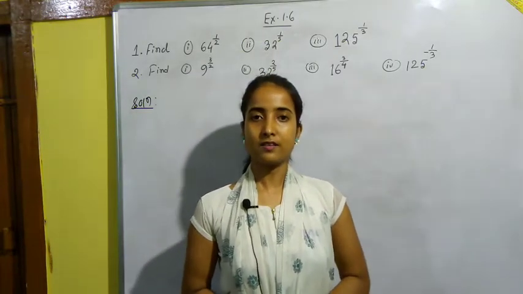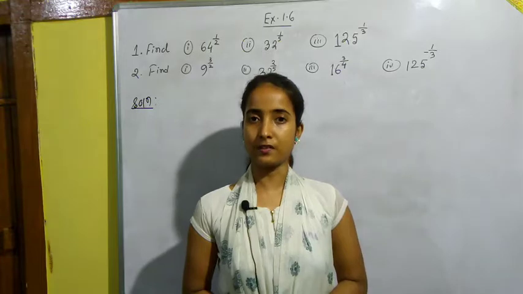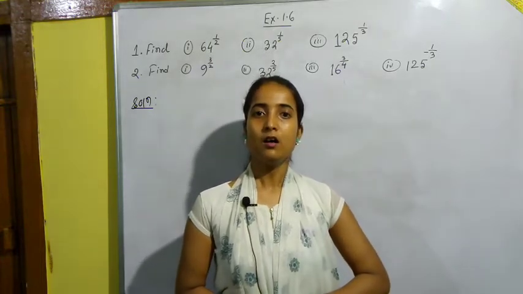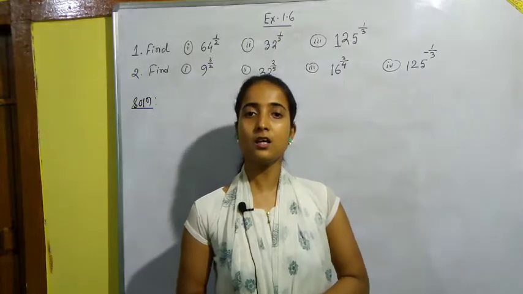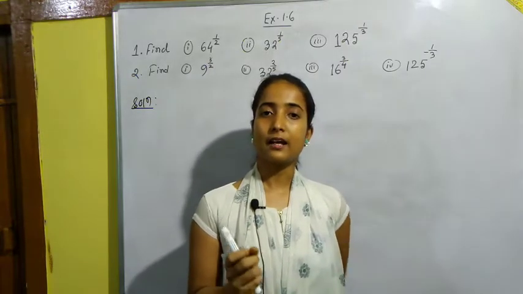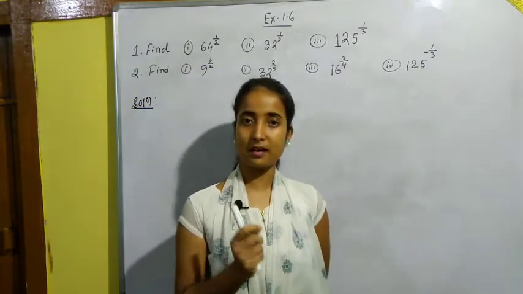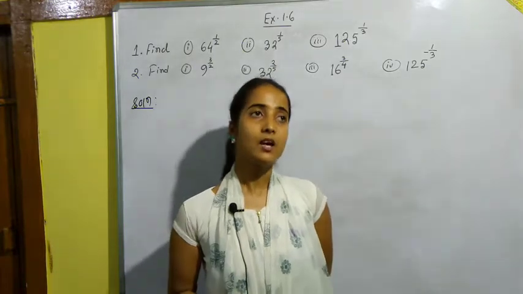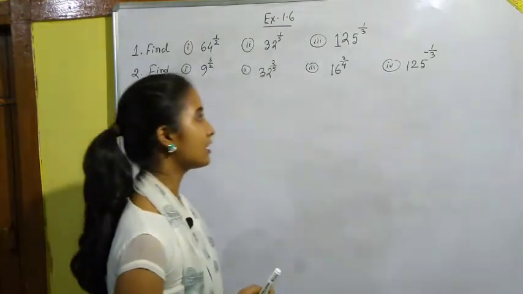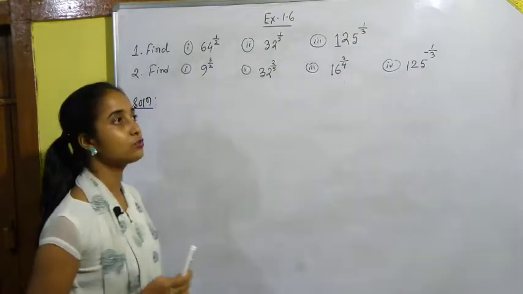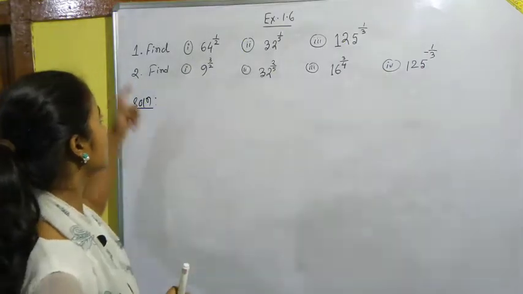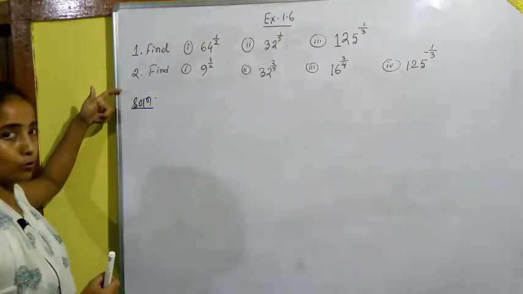Well, we are discussing your first chapter, number system, and already 5 exercises are completed and we are discussing the sixth exercise, that means exercise 1.6. And in exercise 1.6, question number 3 is done by yourself, and today I am going to discuss question number 1 and question number 2.